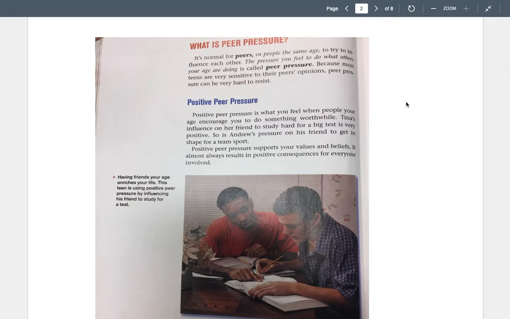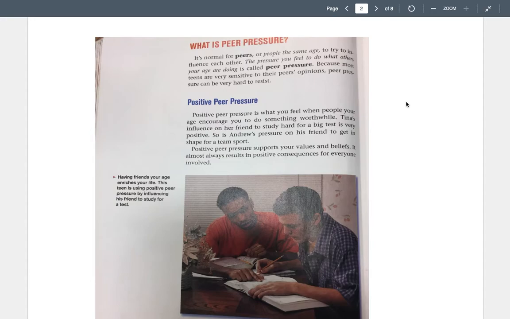Okay, so the first question that I'm going to give you is, what is peer pressure? Before you know what peer pressure is, I think you need to know what the word peers mean. It's normal for peers or people the same age to try to influence each other. So I can say now, after reading that sentence, that peers are people your same age. So say you know someone who's 60 years old. Their peers are the people their same age. They're 60 years old. Those of you who are 13, 14, 15 years old, you are peers. You are people the same age.